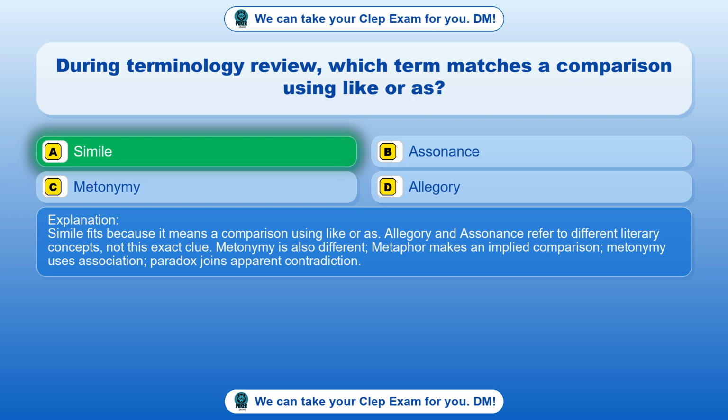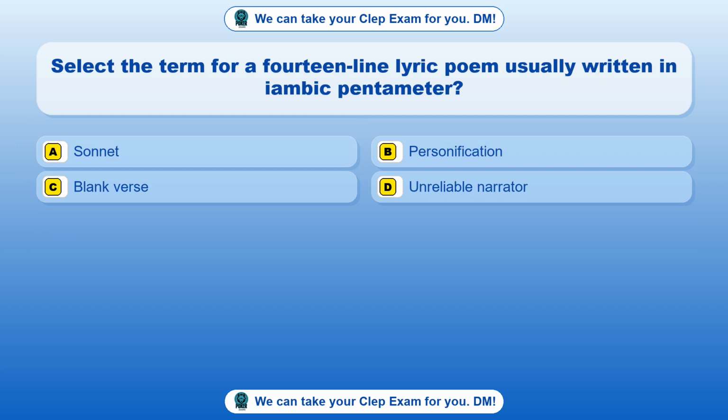Metonymy is also different. Metaphor makes an implied comparison, metonymy uses association, paradox joins apparent contradiction. Question 74. Select a term for a 14-line lyric poem usually written in iambic pentameter. Option A, sonnet. Option B, personification. Option C, blank verse. Option D, unreliable narrator.